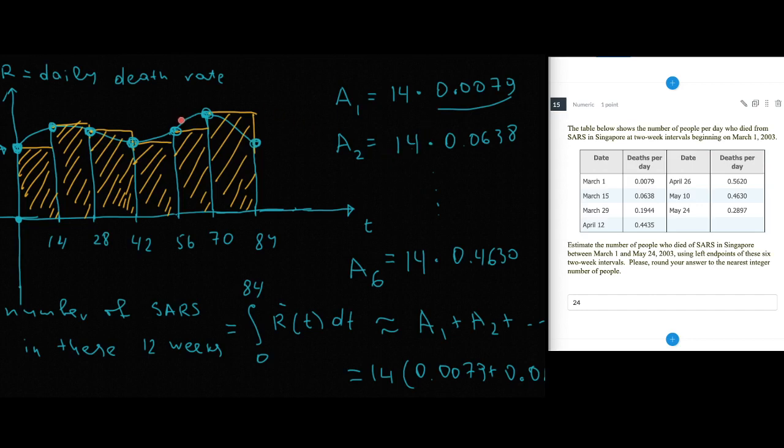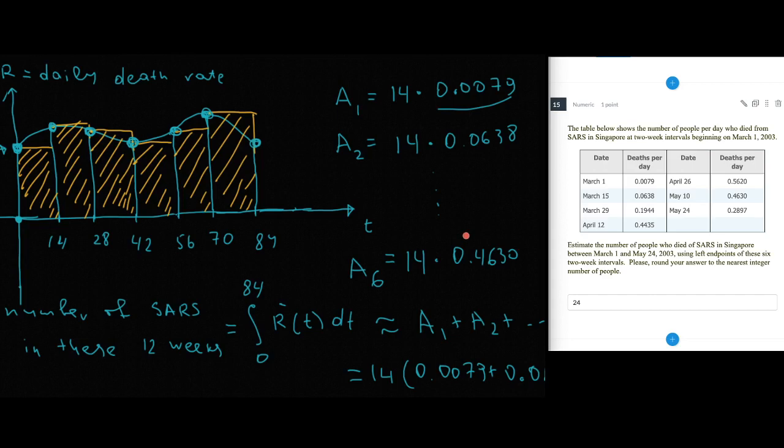Now, we do the exact same thing for our second, third, fourth, fifth and sixth rectangles. All of them have a width of 14, and the height is determined by the value of the death rate at the left endpoint of that interval. Here's the calculation for A1. Here's the calculation for A2, the area of the second rectangle. Repeat these calculations for all 6 of our rectangles. The last one has a height of 0.4630. This is the death rate on May 10th.